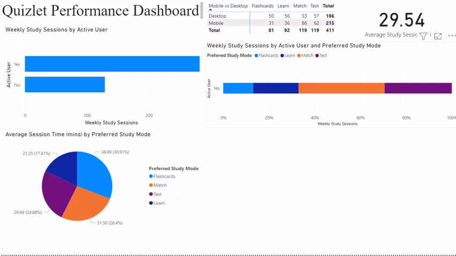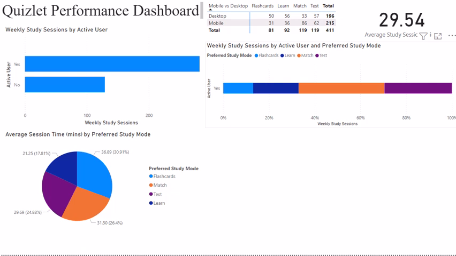Looking at the first graph on the left, we can see there's a substantial difference between the study sessions by active account holders and non-active users. Using rewards and promotions to encourage new members and incentivize current members to consistently use the platform will drive success in the future.